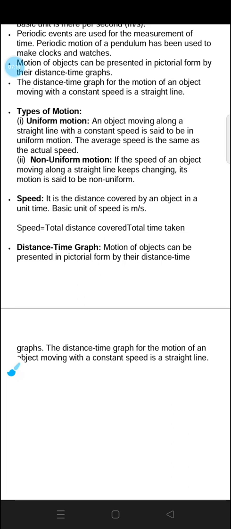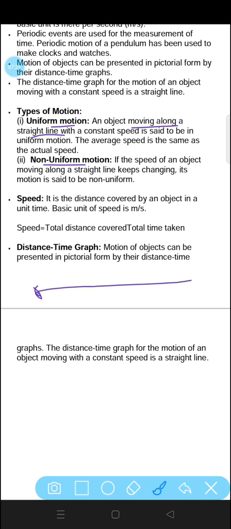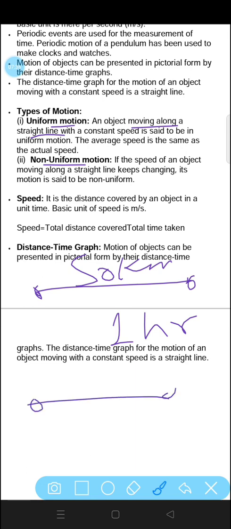Now, types of motion are uniform motion and non-uniform motion. If an object is moving along a straight line with a constant speed, for example, it is covering 50 kilometers in every 1 hour, then we can say it has uniform motion. Again, it is traveling 50 kilometers in the next 1 hour and so on. So we can say the motion is uniform. The average speed is the same as the actual speed in case of uniform motion.